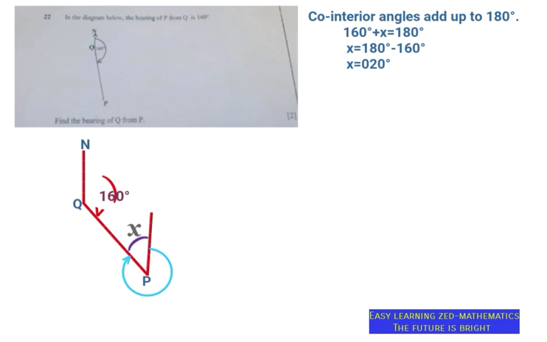20 degrees is the same as 20 degrees, right? Okay. Once that is done, that is the answer. That's the value of x.